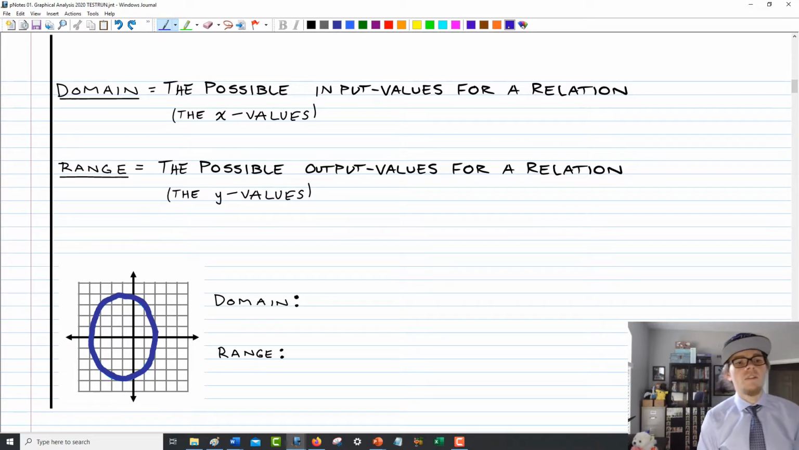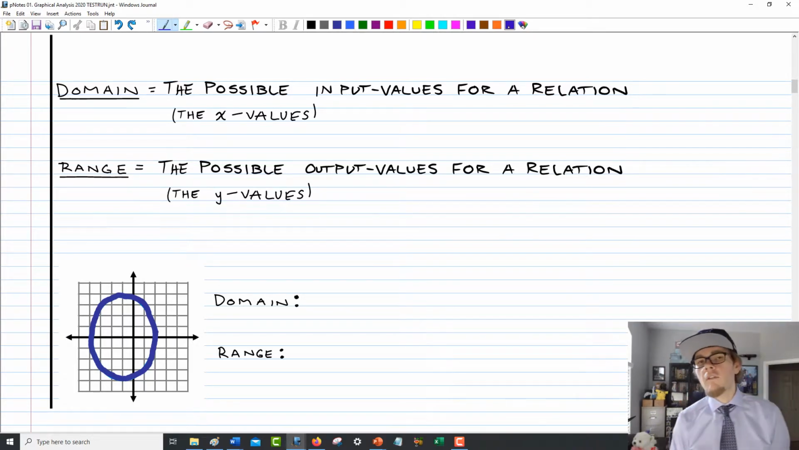So as it says in these definitions, the domain of a function or relation is going to be the possible input values for the relation. In other words, we're asking what x values are valid for that particular relationship. Like what x values are used, what x values are possible for us to see on that graph. And then likewise, the range is going to be the possible output values of a relation. In other words, that's going to be the y values.